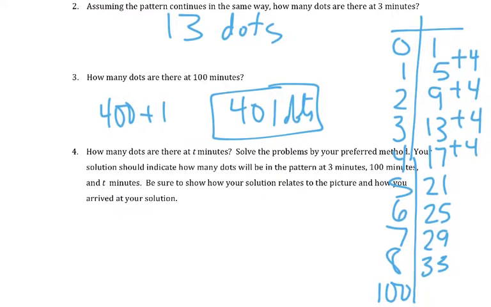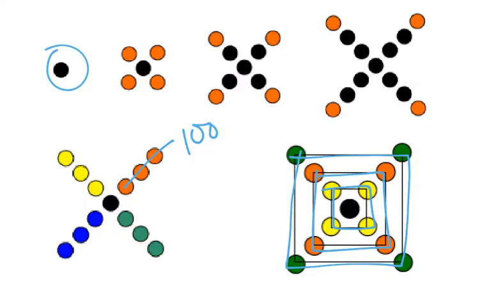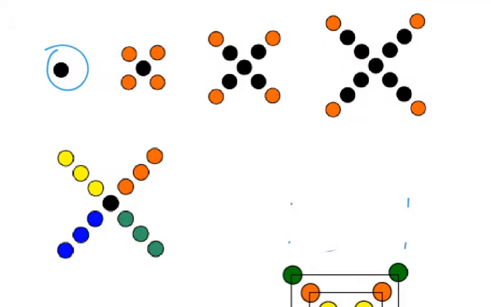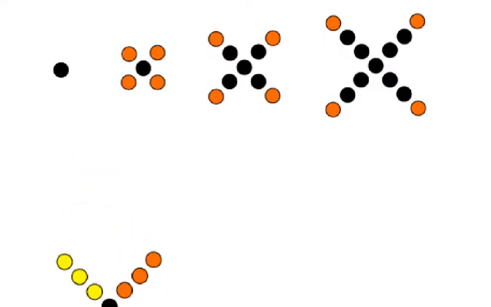after 100 minutes. Then number 4, how many dots are there in t minutes? Whenever you see a variable like that, it basically means they want some sort of formula, and it needs to work for every single situation. So to think through this, there are a few different ways we can do it. If we look at this first method, this box one would give you the same result.